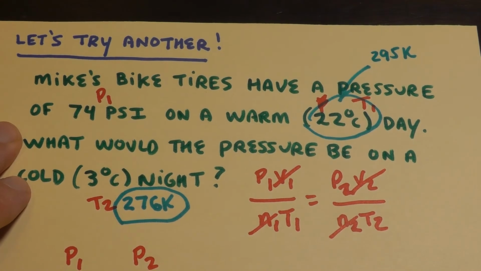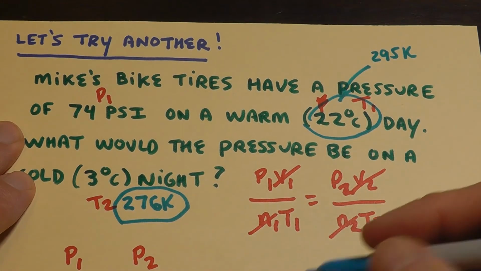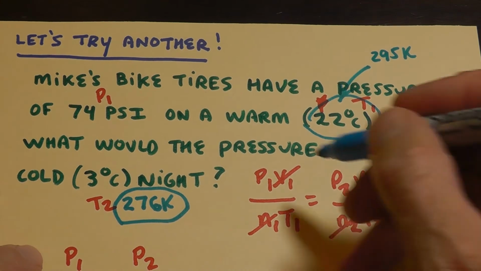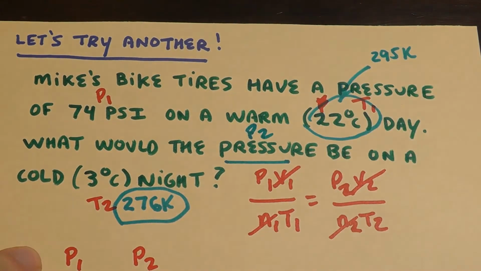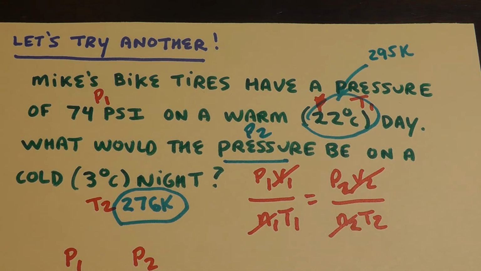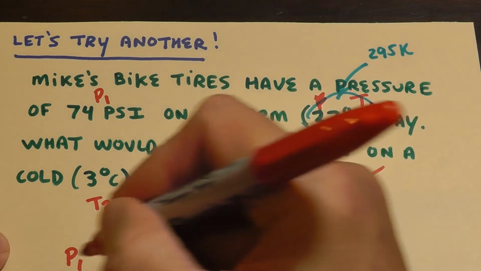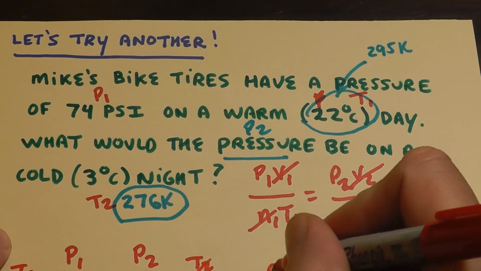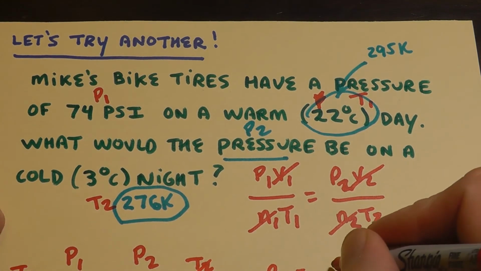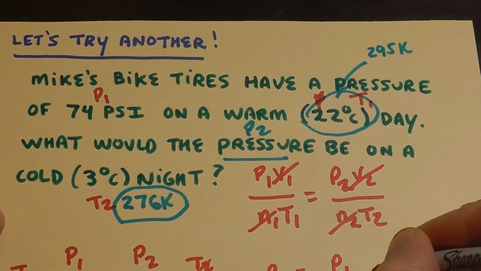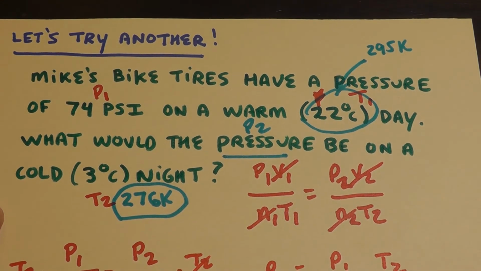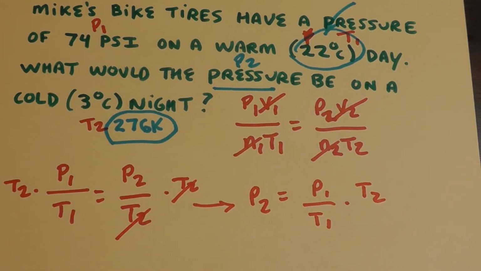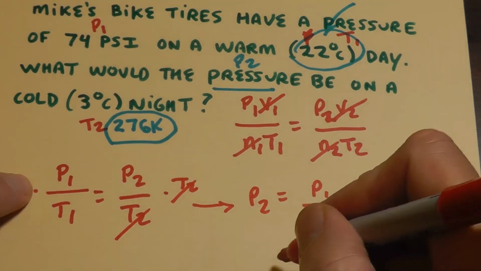So if I go ahead and plug everything into the correct place, or if you like to solve it first, what are we solving for? We're solving for P2. So I'm going to multiply both sides by T2. And if that's the way you like to do it, cool. That means P2 equals P1 over T1 times T2. Now on a cold day, the pressure should go down. And if it doesn't, then we're in trouble, aren't we?